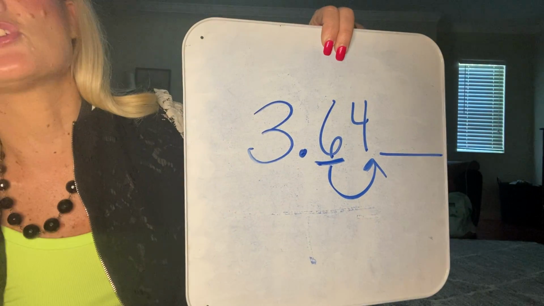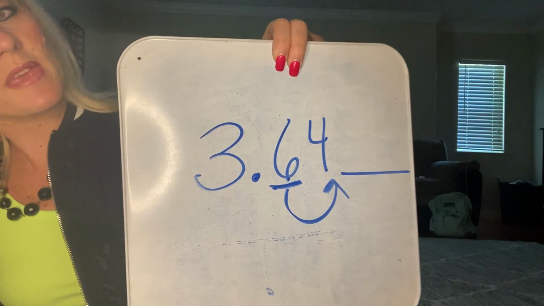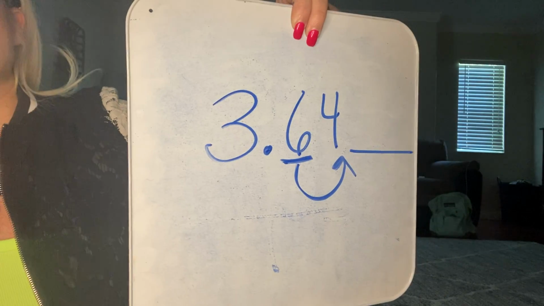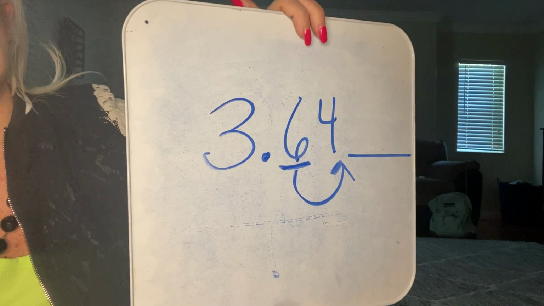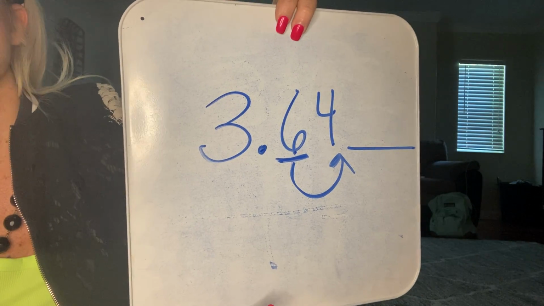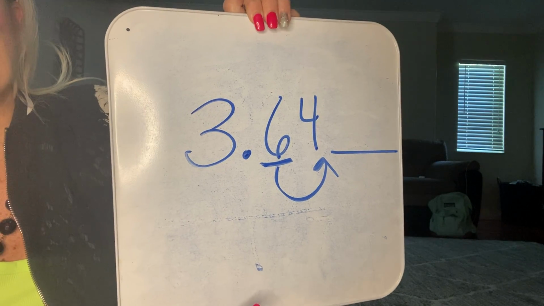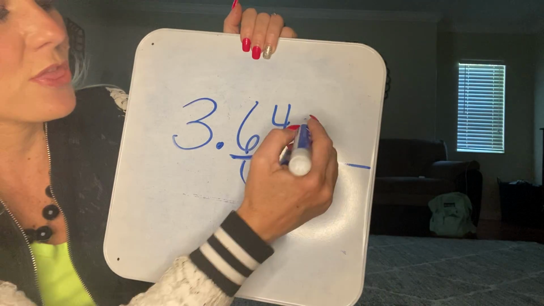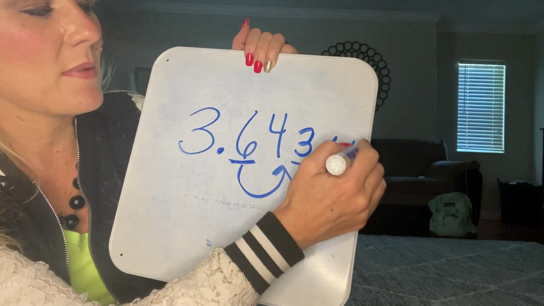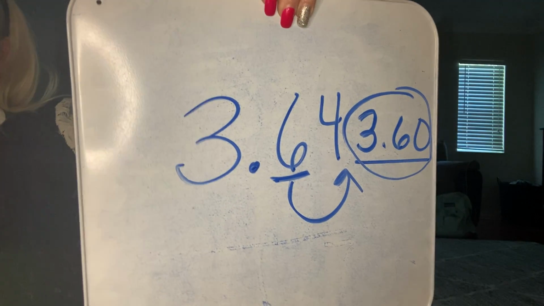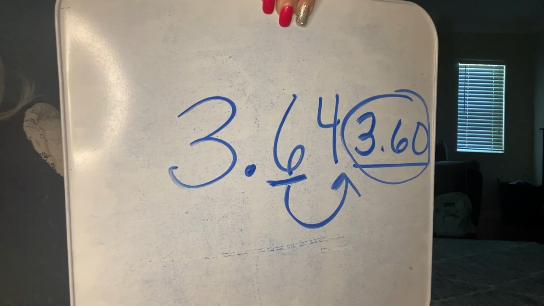I want everybody to draw their arrows. I know some of you are like, I don't need to draw the arrow, I can do it in my head. I think it's best just to draw the arrows, okay? So it says 3.64. I look beside the 6 and I say, are you bigger than 5? Are you smaller than 5? And the 4 is smaller than 5. So the 6 is going to stay the same and the rest becomes zeros. So the 3 stays the same, the 6 stays the same, and the 4 becomes 0, and your answer should look like this, 3.60, okay?